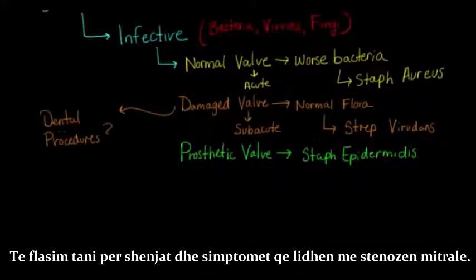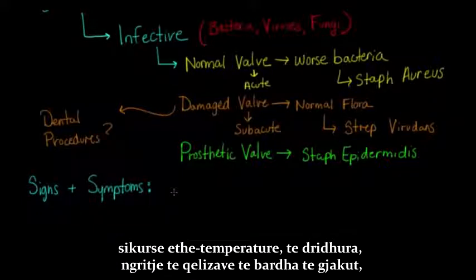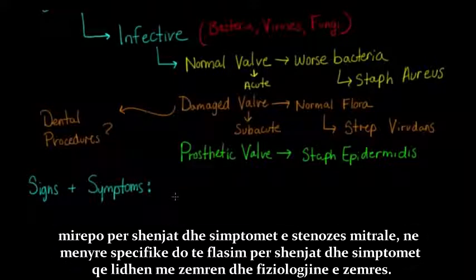Now let's talk about the signs and symptoms associated with mitral stenosis. Granted, these may be based on the mechanism or how it was caused. So if you have something like endocarditis as a result of an infection, the person may have typical signs of an infection, like fever, chills, an elevated white blood cell count, stuff like that. But for signs and symptoms of mitral stenosis specifically, we're going to talk about signs and symptoms relating to the heart and cardiac physiology.